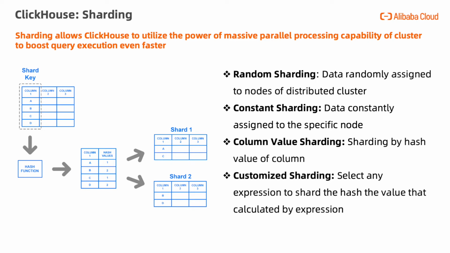And for the last 2 sharding methods, the difference is that column value sharding shards the data by the hash value of a column, and customized sharding allows the user to pick an expression to calculate the hash value and do the sharding. Last but not least, the sharding nesting structure and sharding mechanism help ClickHouse achieve linear horizontal scalability, to build large-scale distributed clusters and have the ability to handle gigabytes of data.